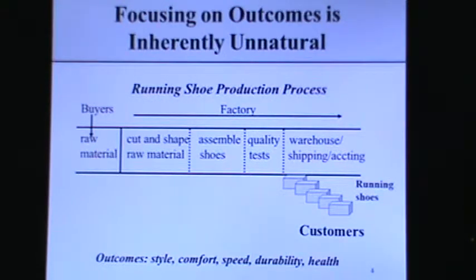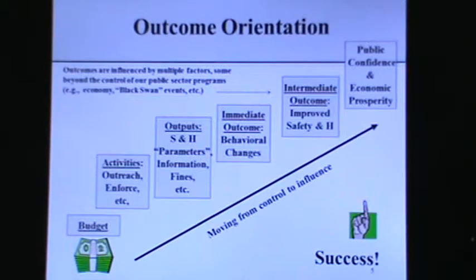And so the people in the organization who are doing the day-to-day activities really focus on measuring what they do, not measuring outcomes. So somebody in the organization has to have that strategic perspective of saying, in order for us to be successful, it doesn't matter about raw material and cutting and shaping and assembling and testing and warehousing and shipping. It matters that the product that comes out of these steps gives people a feeling of style, comfort, speed, durability, and health. And if that happens, then we'll make money in the private sector.